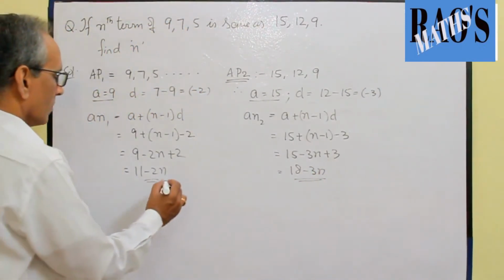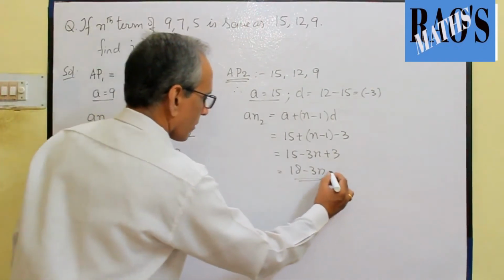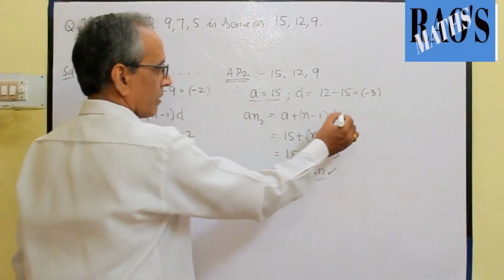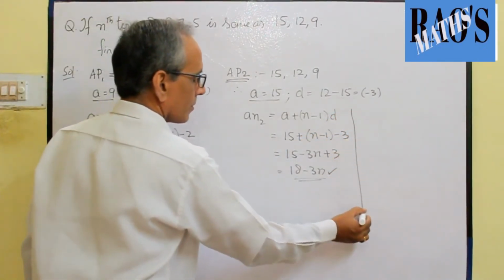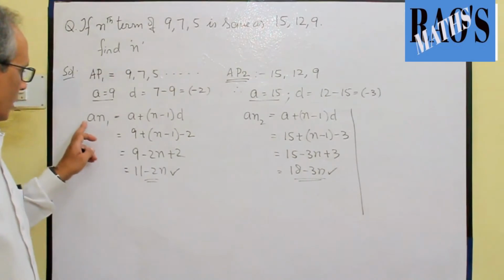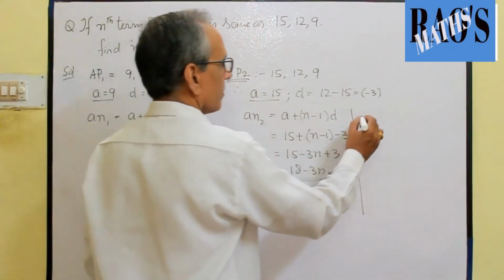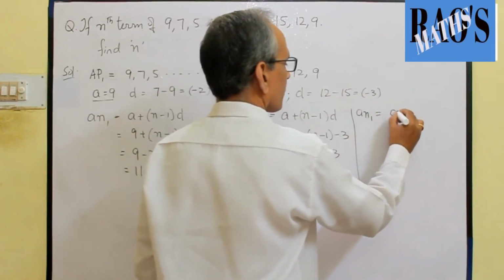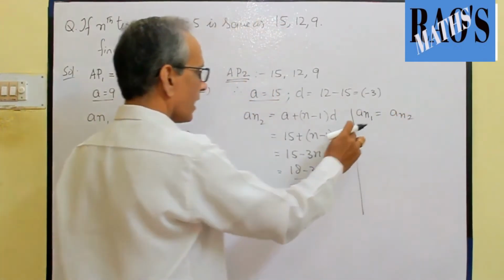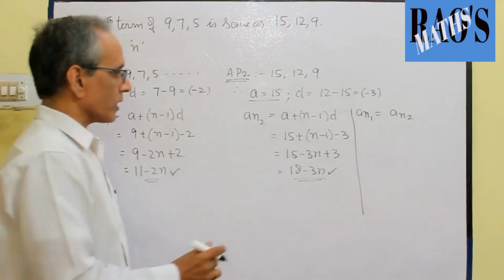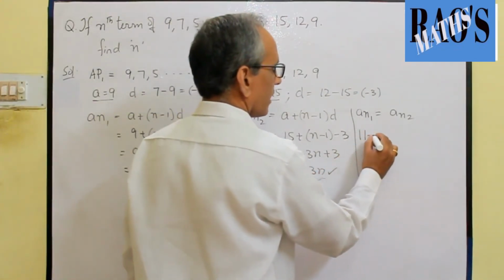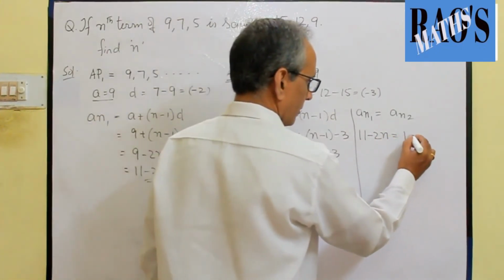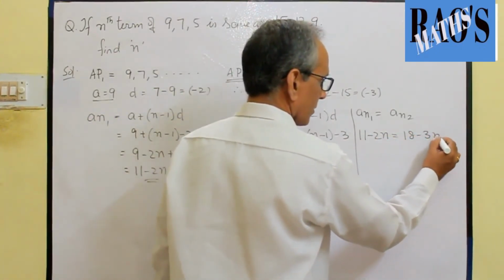By the question, it said these two are equal. If I equate these two, I get the n value. Let me complete the work here. The nth term of AP1, that is a_n1, is equal to a_n2. What is a_n1? 11 minus 2n. So 11 minus 2n is equal to 18 minus 3n. Transpose.